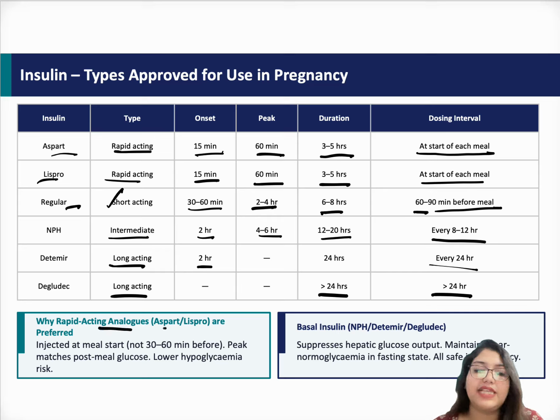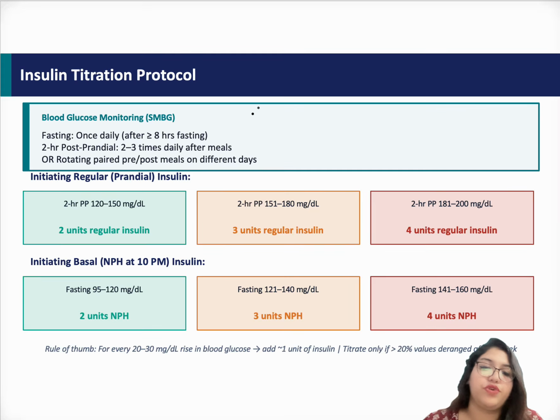Why rapid acting aspart or lispro are preferred? Injected at meal start, not 30 to 60 minutes before. Peak matches post meal glucose, lowers hypoglycemia risk. Now basal insulin, NPH, detemir, degludec, these suppress hepatic glucose output, maintain near normoglycemia in fasting state. It is safe in pregnancy. So what is the titration protocol?